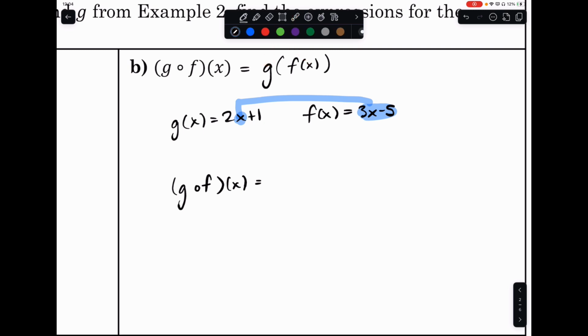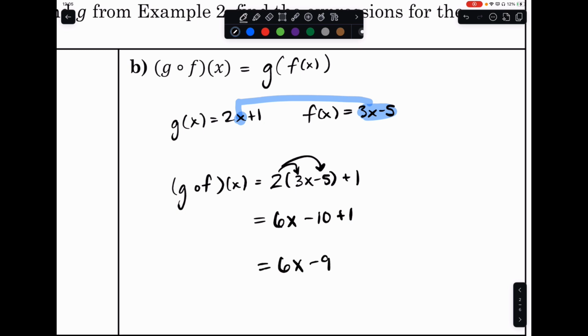So instead of 2x plus 1, it'll be 2 times, we replace the x with f, which is 3x minus 5, plus 1. And again, that's the composition. So this technically is your answer, but I'm going to require you to do some algebra here. You simplify, and you end up with 6x minus 10 plus 1, combine like terms, and you end up with 6x minus 9.